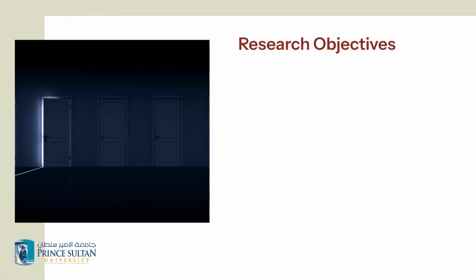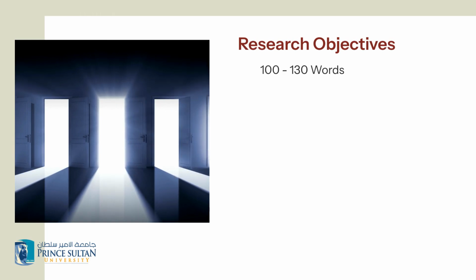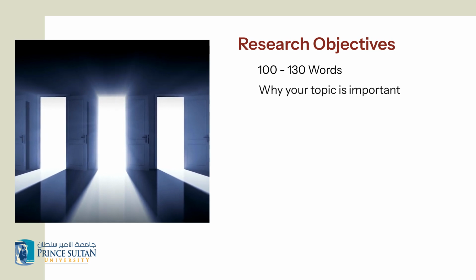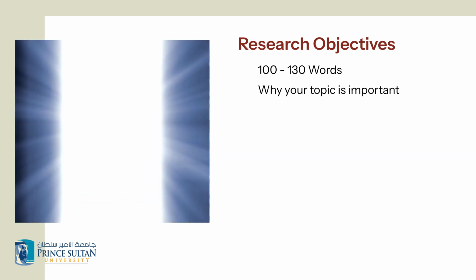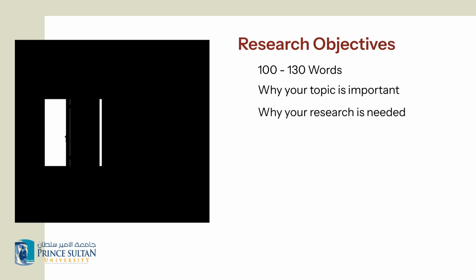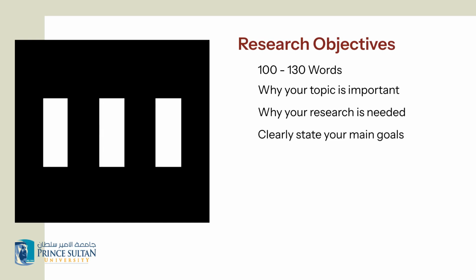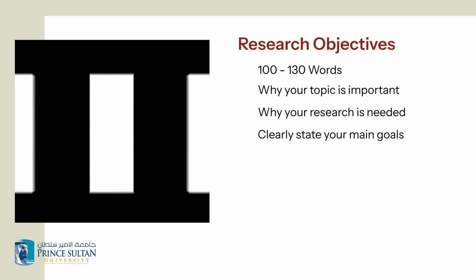Your research objectives explain what your study is trying to achieve and why it matters in 100 to 130 words. Start by reminding the reader why your topic is important. Show that it's relevant and worth exploring. Then explain why your research is needed. What problem or gap in knowledge are you trying to solve? Finally, clearly state your main goals. Focus on the key things your group wants to learn or understand through this project.